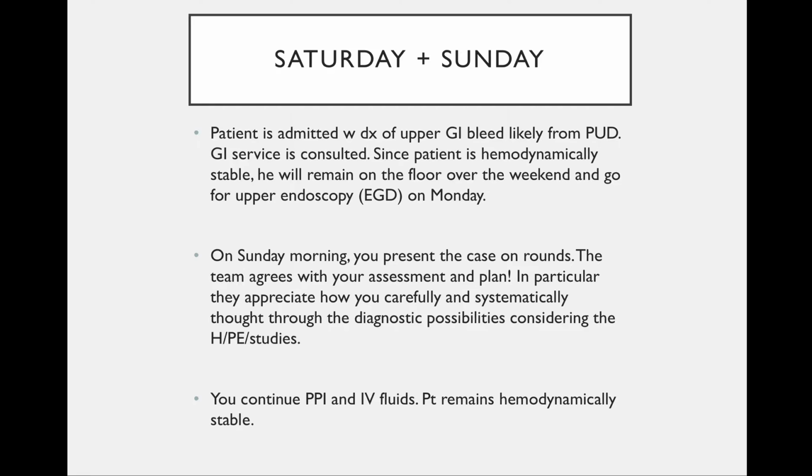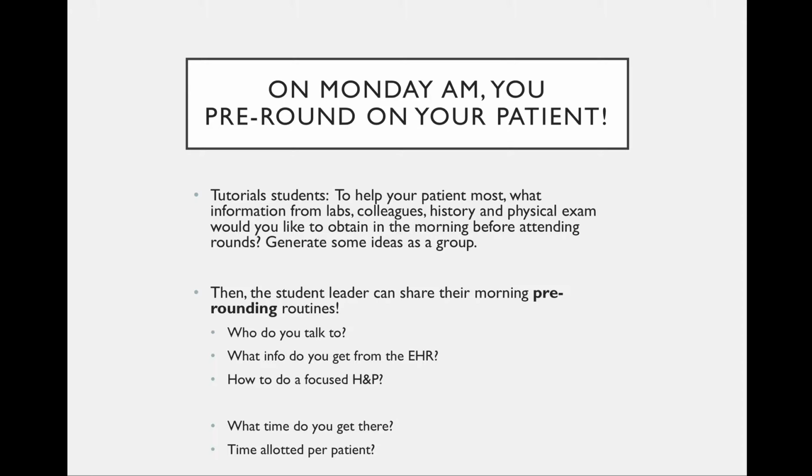You present on a Sunday, the patient's on a PPI, on fluids, hemodynamically stable. So looking pretty good right now, getting ready to get an EGD and on the appropriate treatment. On Monday, you pre-round on your patient. So this slide is to get students to think about, if they're managing this patient, what information would they want to obtain when they pre-round? So let them talk about it first. Just open up the question and say, what do you want to obtain?